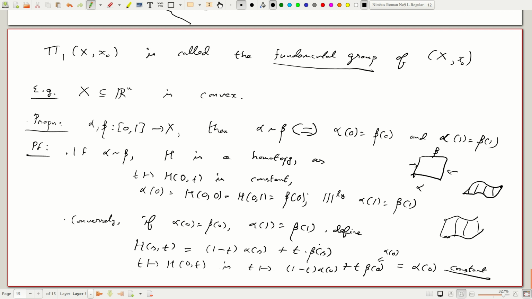So we have the fundamental group, and a corollary from this is that pi 1 of X, x0 is just the identity. Why is that? Because any two loops at the base point x0 have both endpoints the same, namely x0. And so they are homotopic to each other. Hence there is only one point in this set. So this is a group with only one element, and hence it's the trivial group.